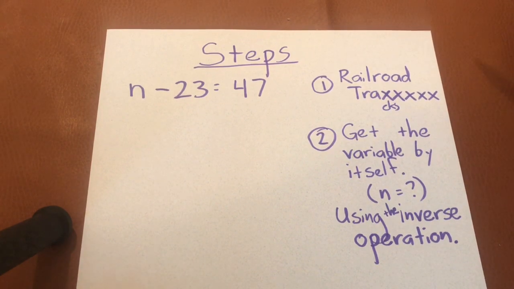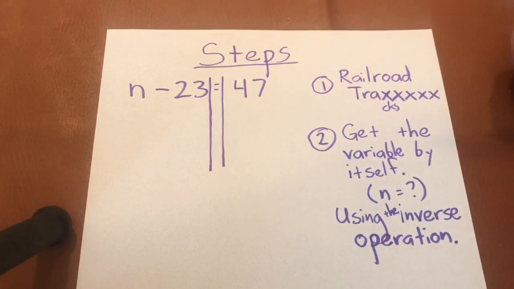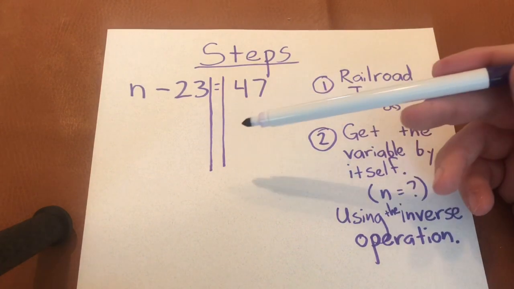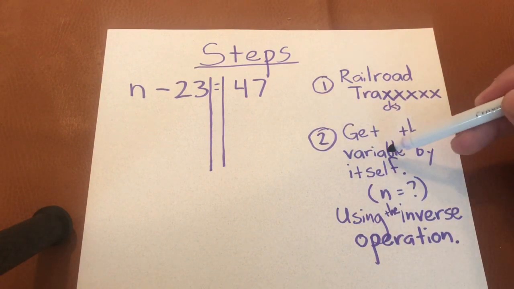So what do I mean by that? We're going to separate this equation into 2 sides. In these railroad tracks, just bring them down. Trust me, do it. It's going to make your life easier as we go forward. You got to do it. So step 1 is done, and it's really easy, right? This is why we do it on a separate sheet of paper. Second, get the variable by itself.